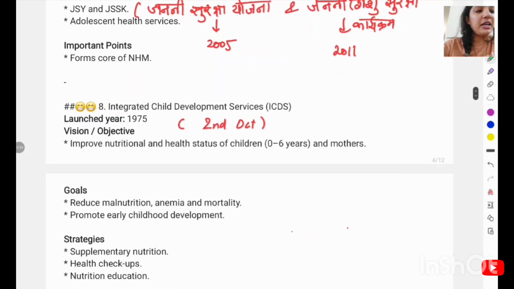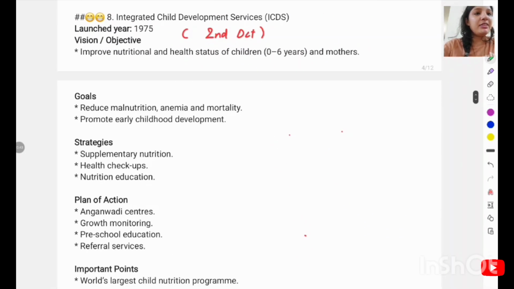Next program is the Integrated Child Development Services, ICDS, an important program. Okay, launched on 2nd October 1975. Vision is to improve the nutritional and health status of children 0 to 6 years and mothers. And our goal is to reduce malnutrition, anemia and mortality, because in children, especially in low socio-economic cases, malnutrition is one of the major things. Anemia is there, and due to this nutritional problem, mortality is happening. So we have to reduce all those things and promote early childhood development.